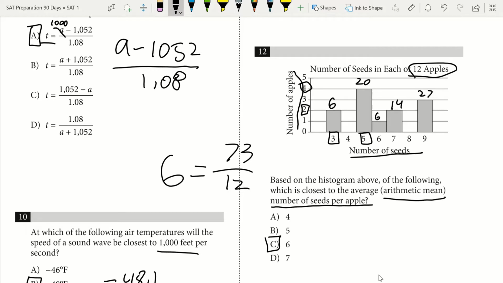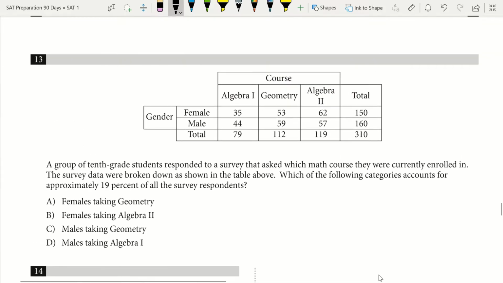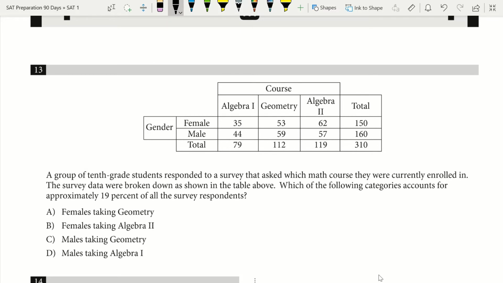All right, so question 12 had answer choice C. Now we can go ahead and move on to question 13. Answer was C there. We've got question 13. So we've got a group of 10th grade students. We have a table here. It's talking about the math course they're currently enrolled in. Surveys broken down into the table. What categories accounts for approximately 19% of all the survey respondents?